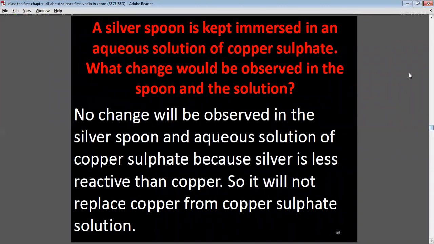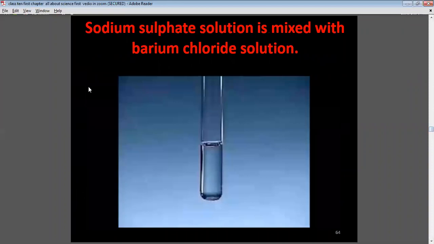A silver spoon is kept immersed in an aqueous solution of copper sulfate. What changes could be observed in the spoon and the solution? No change will be observed in the silver spoon and the aqueous solution of copper sulfate, because silver is less reactive than copper. So it will not replace the copper from the copper sulfate solution.